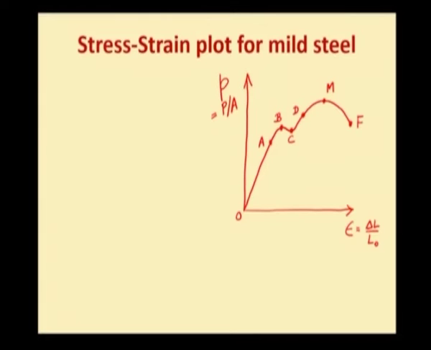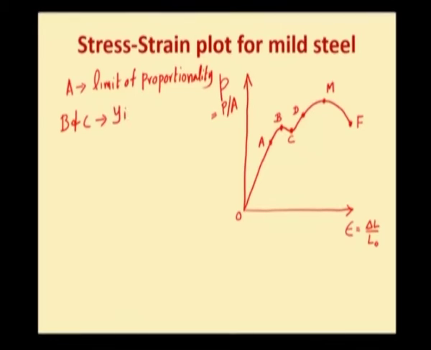Now, the salient points of the stress strain plot are shown as A, B, C, D, M and F. Now, the point A is known as limit of proportionality. Points B and C are known as yield points. In between the portion CD, the material will be behaving in a ductile manner. So, we can call the portion CD to be ductile stage.